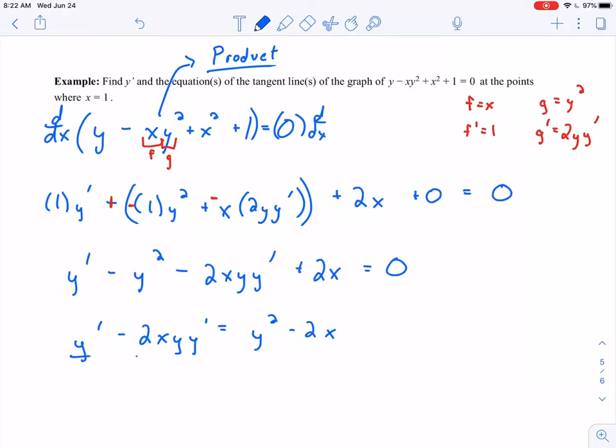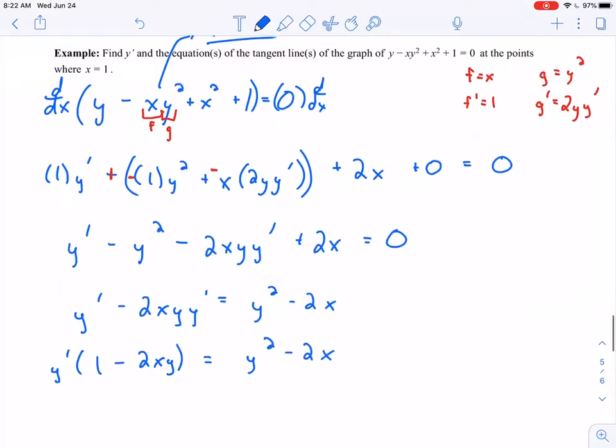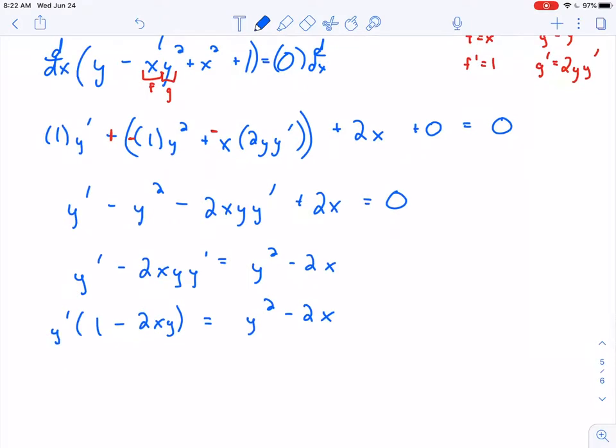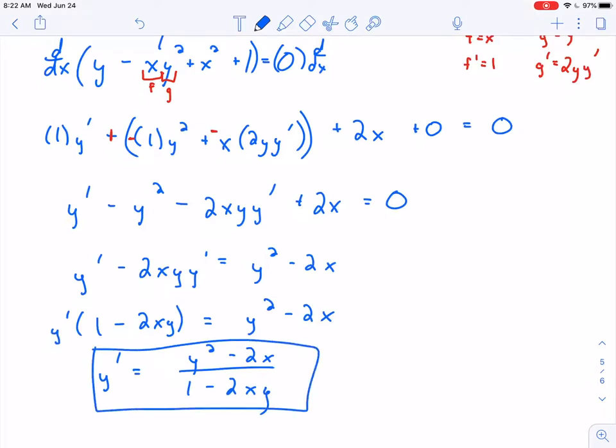Now my left-hand side, both of those terms have factors of y prime. We can factor that out. Y prime, that's going to leave me with 1 minus 2xy is equal to y squared minus 2x. And then I'll just divide by that 1 minus 2xy. So y prime equals y squared minus 2x divided by 1 minus 2xy. Here is my y prime. So there's the first part. I found the derivative.